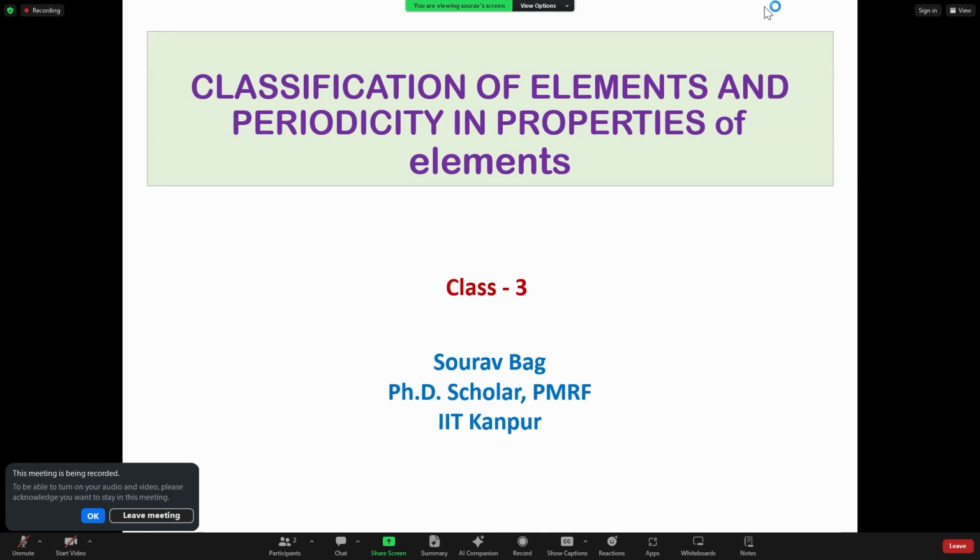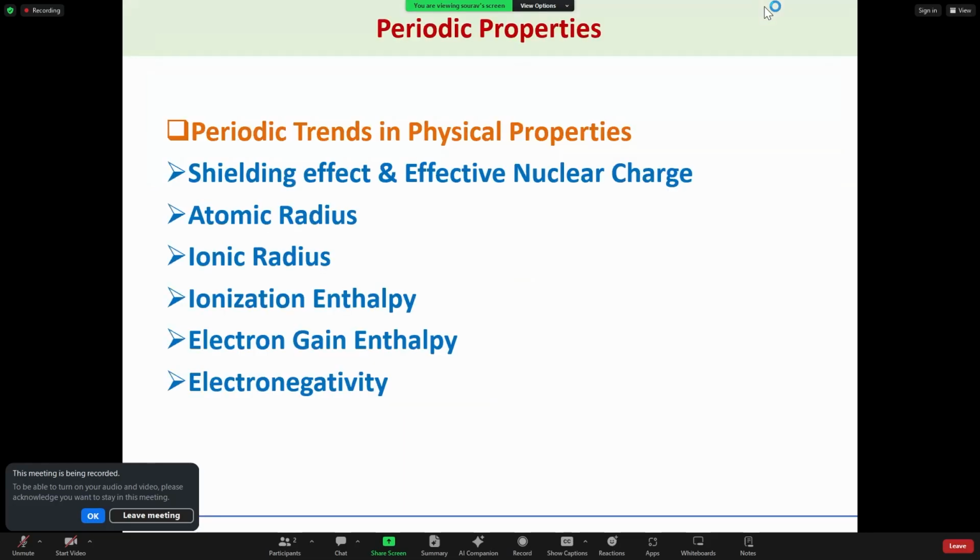So today we will learn about some periodic properties, some chemical properties and physical properties. In this class, first of all, we will learn about the shielding effect. Another thing we will learn about is the atomic radius and the ionic radius. These are the periodic trends in the physical properties.